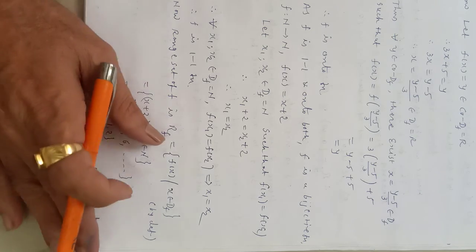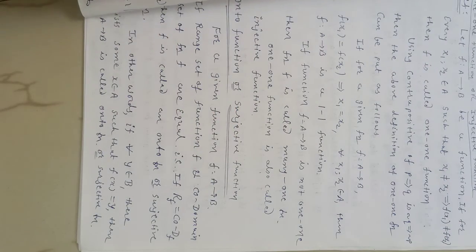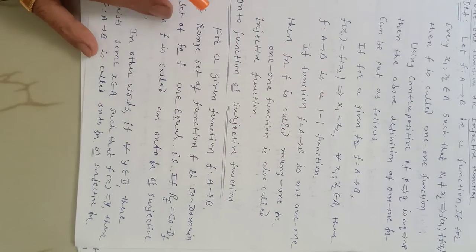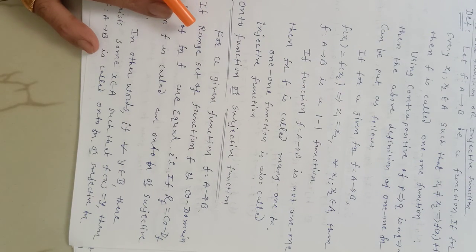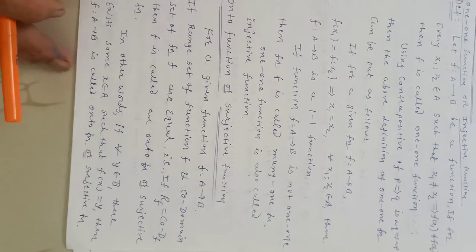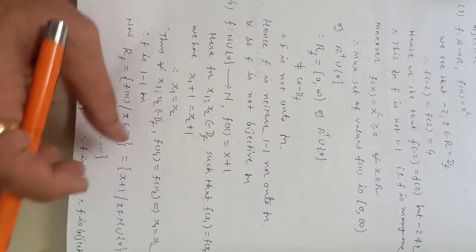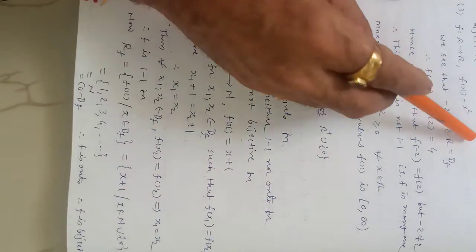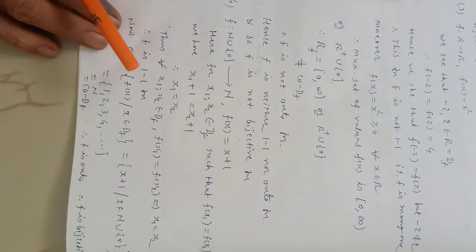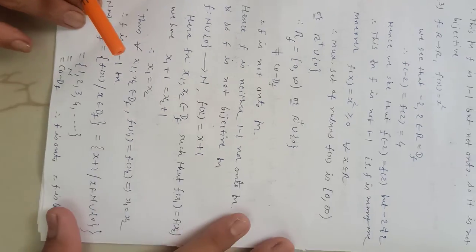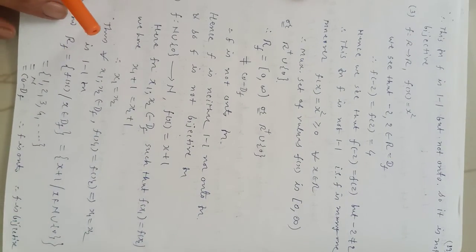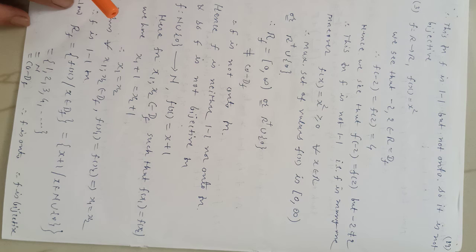So it is clear now. Therefore this function is 1-1 but not onto, so it is not bijective. Now we take the third example. Up to 4 we do today.